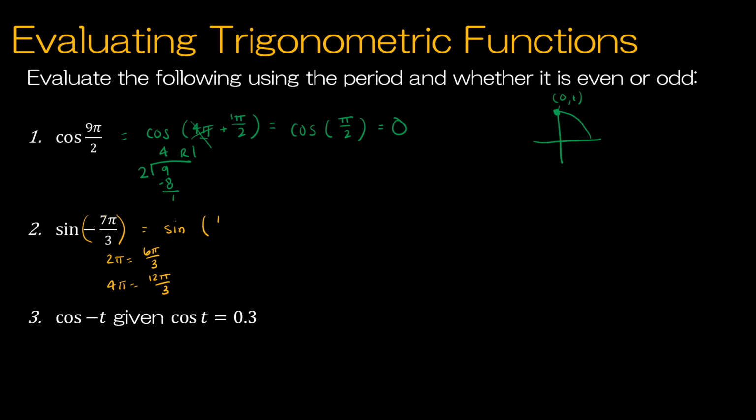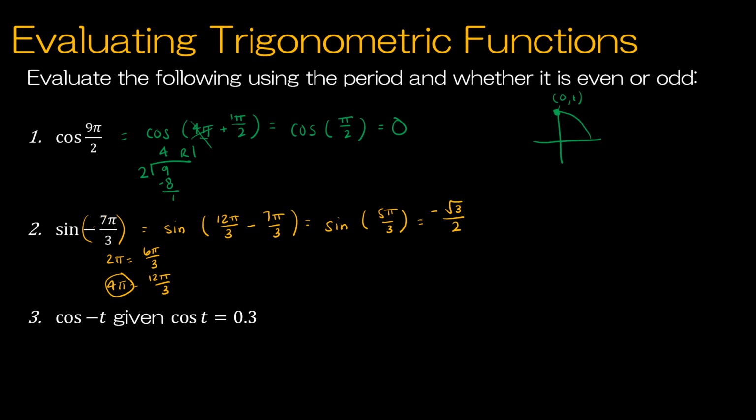So I'm going to take 12 pi divided by 3 minus 7 pi divided by 3. Now it's legal for me to do this because the period is 2 pi. So as long as I'm adding or subtracting multiples of 2 pi, it's the same. So now I have sine of 5 pi divided by 3. And the sine of 5 pi divided by 3 is negative radical 3 divided by 2, which I can use my unit circle to find.